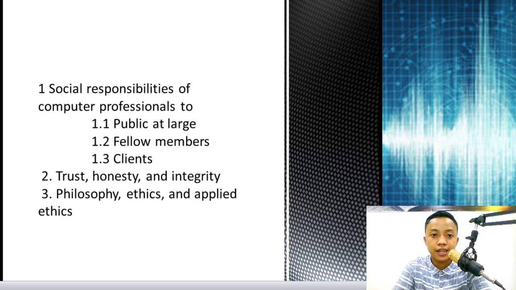These topics are social responsibilities of computer professionals to public at large, fellow members, clients. Number two, trust, honesty, and integrity. Number three, philosophy, ethics, and applied ethics.